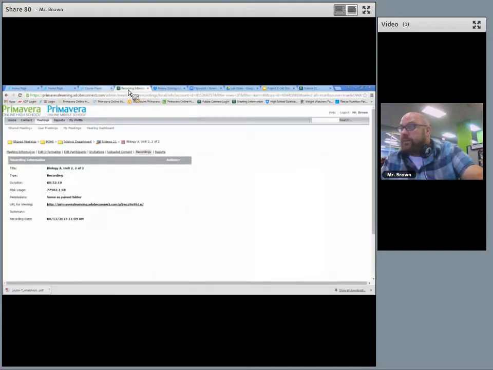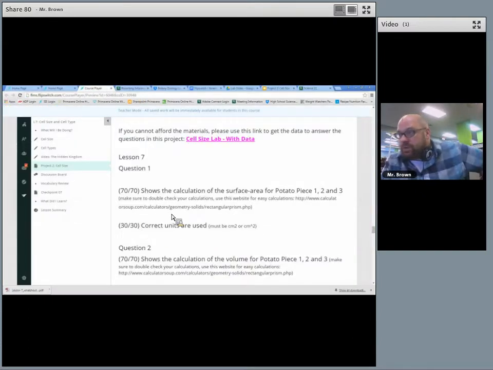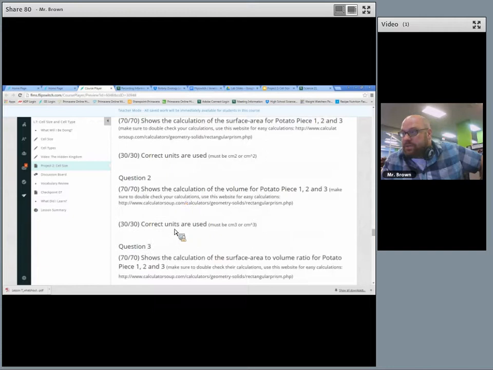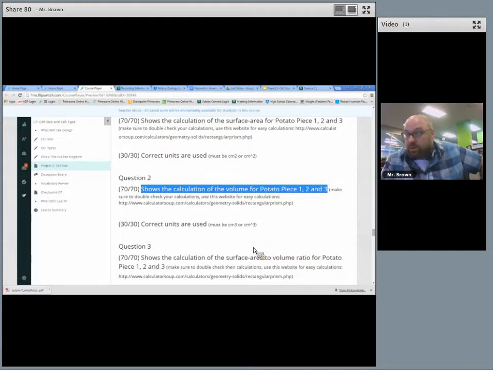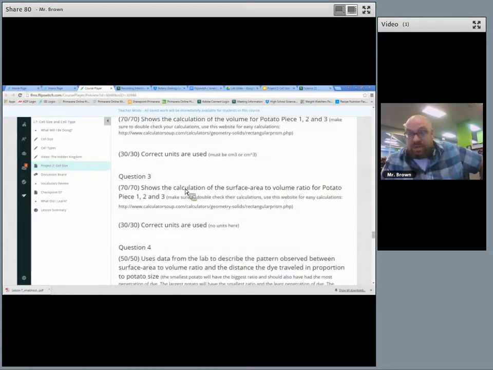So question 1, surface area for potato piece 1, 2, and 3. Use the correct units. Calculations for the volume of potato piece 1, 2, and 3. That's question 2. We already went over that. Ratios.